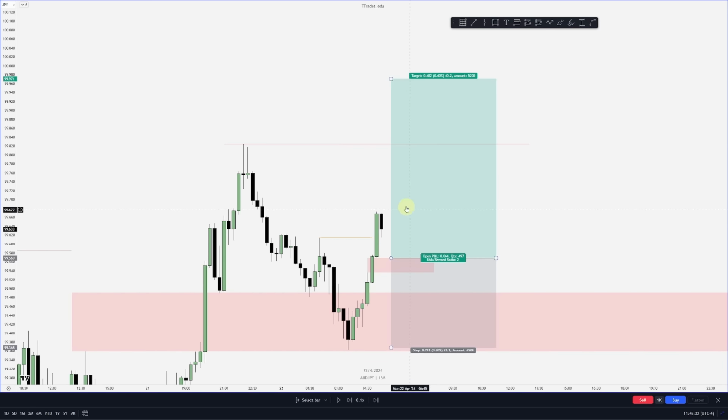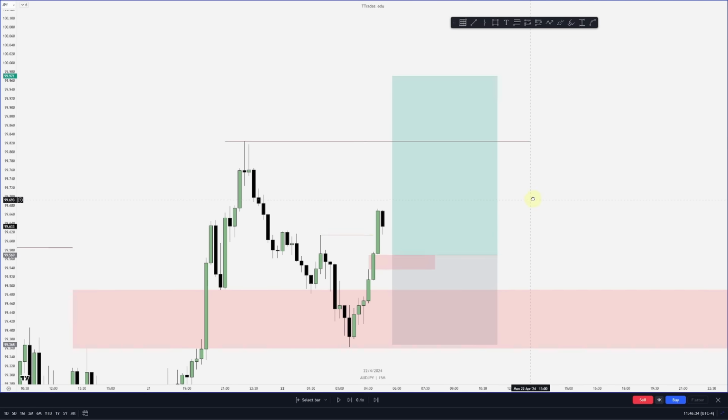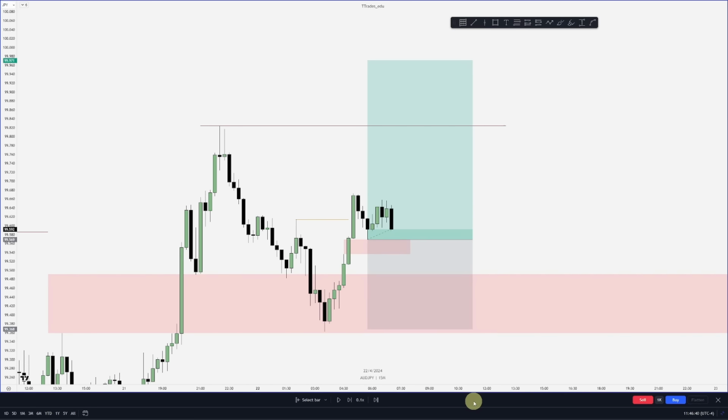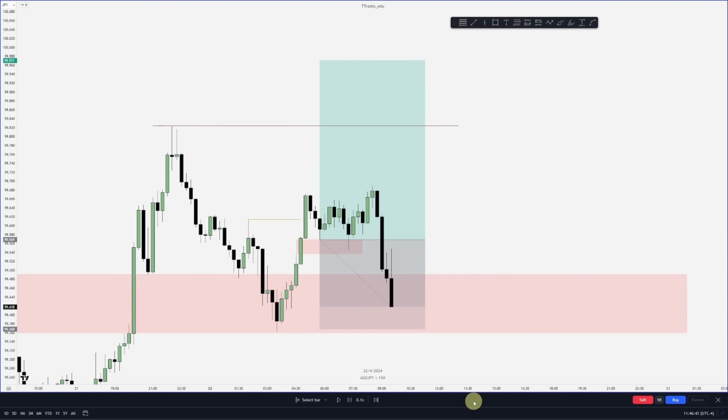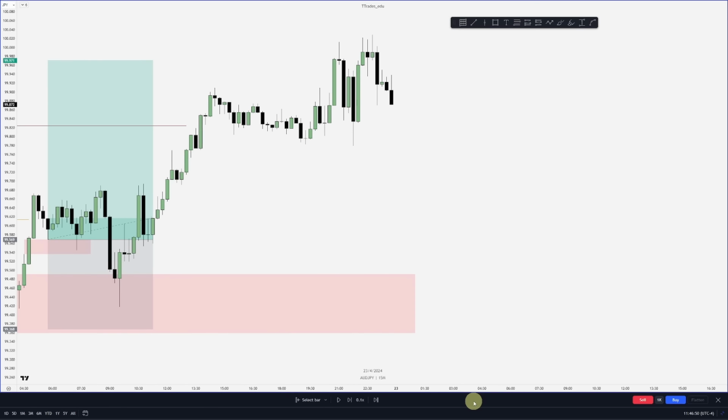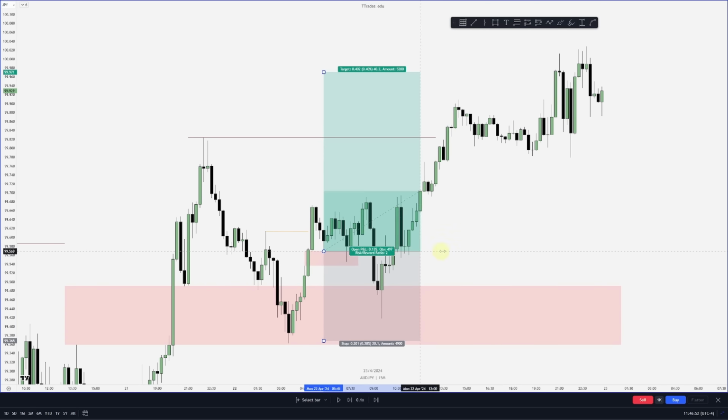Now this is a little bit over this high, but that is fine because we are trading with the higher time frame order flow. Let's see how this works out. Here we do get tagged in. And there we go, finally hit our TP there.